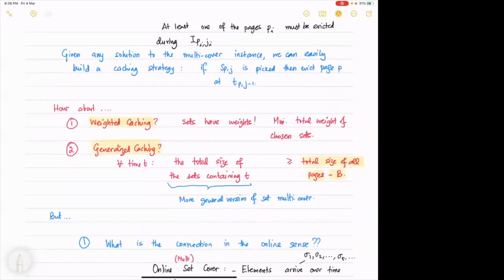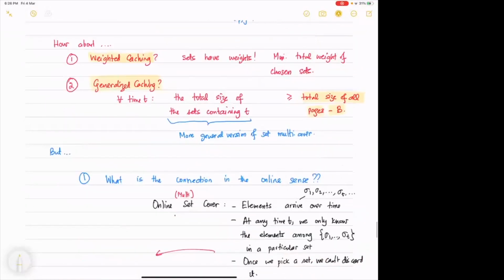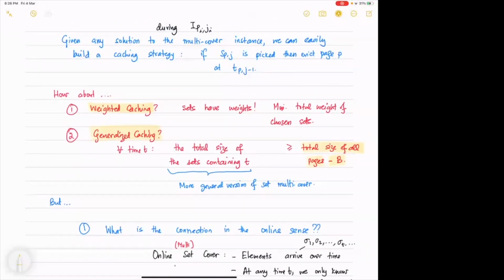Okay, good. So now two questions remain, and these are two important questions. First of all, this was the reduction. By reduction we mean that if I give the complete instance of set cover and I give the complete instance of paging, then I know how to map between the two. But what happens in the online setting?